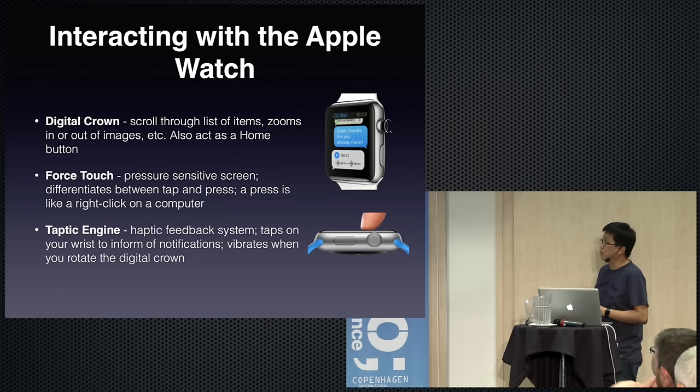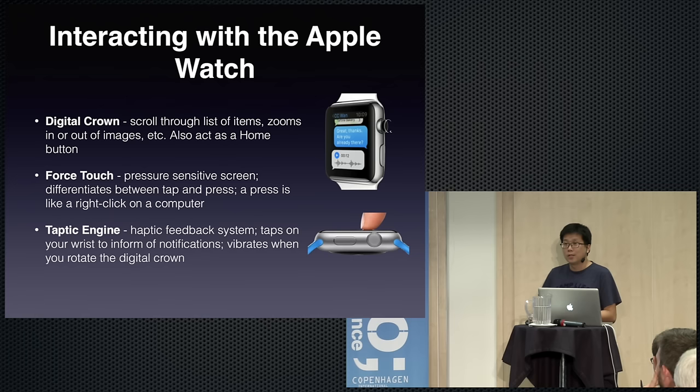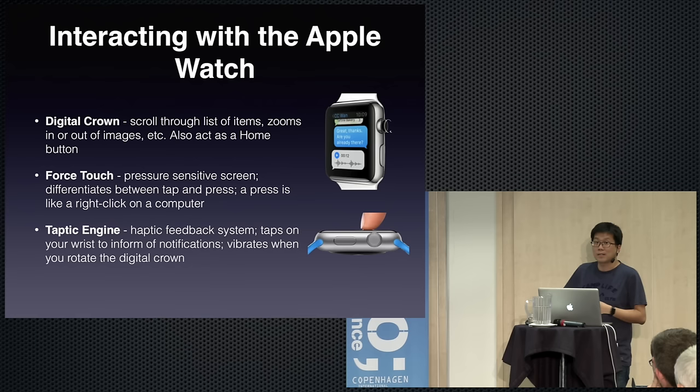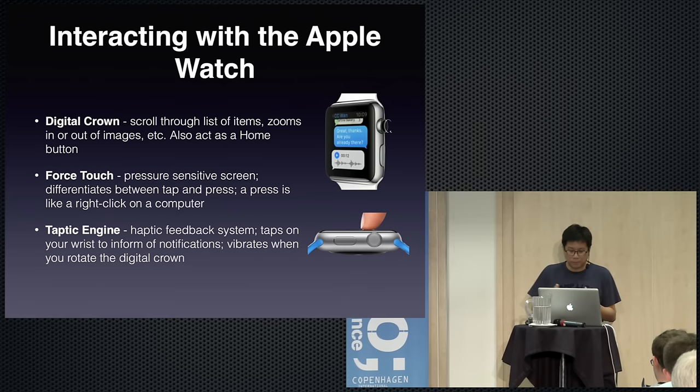And it has this Taptic engine, which provides haptic feedback. So when you scroll through a list and reach the top of the list, it will give you a little vibration to tell you that you have reached the top. And when you have messages or notifications coming in, there are different types of vibrations that allow you to distinguish one notification from another. Okay. Now, in watchOS 2.0, you can programmatically access the Taptic engine, which means that if you want certain kinds of vibration in your application, you can programmatically activate that. So that's something cool in watchOS 2.0.